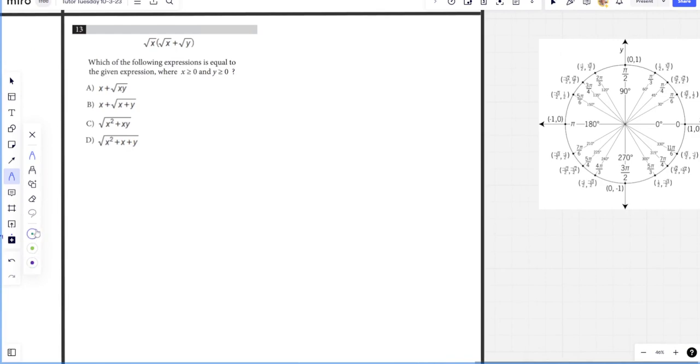Number 13 looks a little bit tricky. This one will be fun. It says, which of the following expressions is equal to the given expression where x is greater than or equal to 0 and y is greater than or equal to 0? Alright. What I'll do is just distribute the square root of x into both of these terms. Square root of x multiplies into both of these, so we get square root of x times square root of x plus square root of x times square root of y.